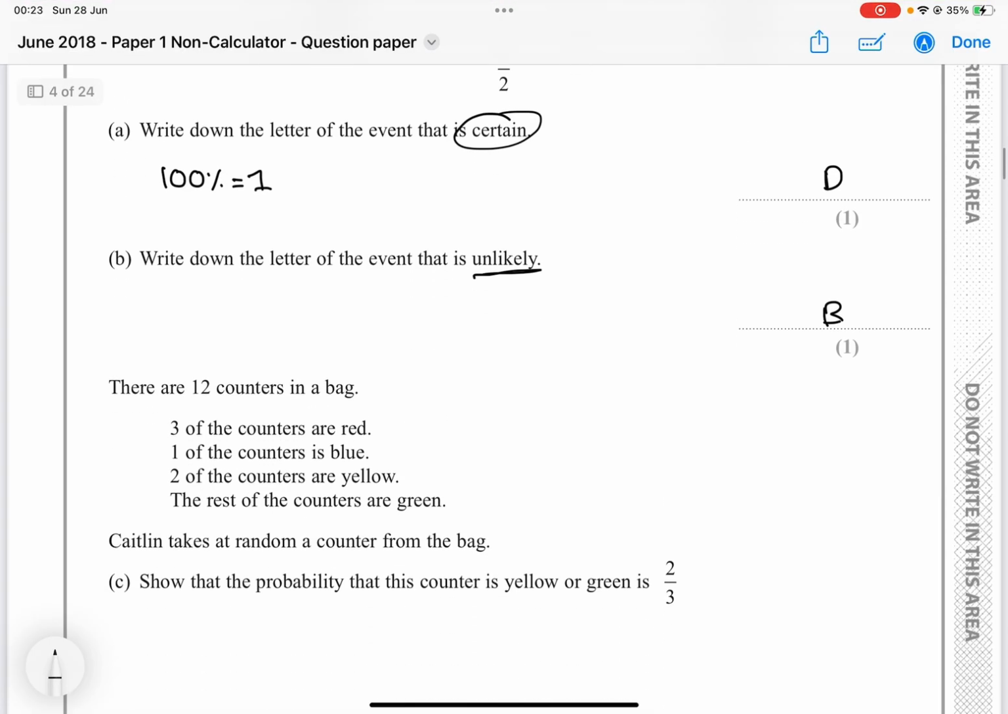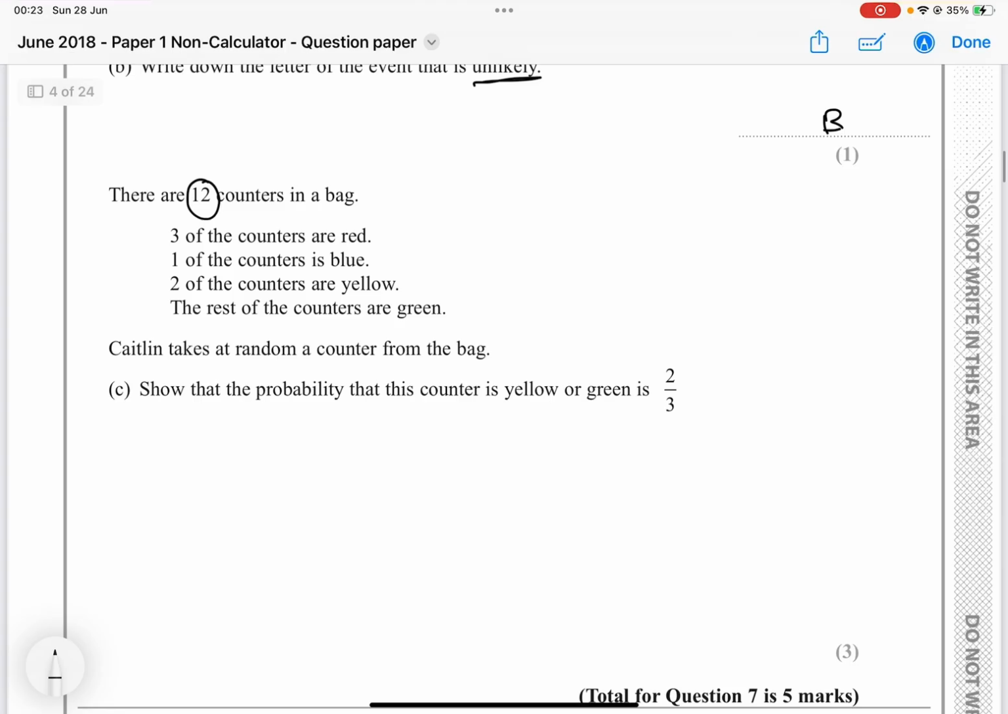Question on to part C now. To do a little bit of reading over here. So there are 12 counters in a bag. 3 of the counters are red, so we can write that down. So 3 red. 1 of the counters is blue, so 1 blue. 2 of the counters are yellow, 2 yellow. And the rest of the counters are green, so we don't really know how many greens there are. We need to work this out.